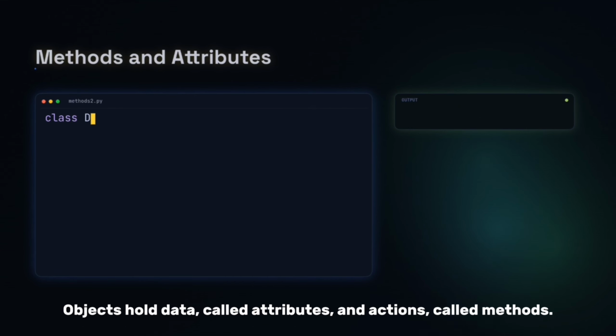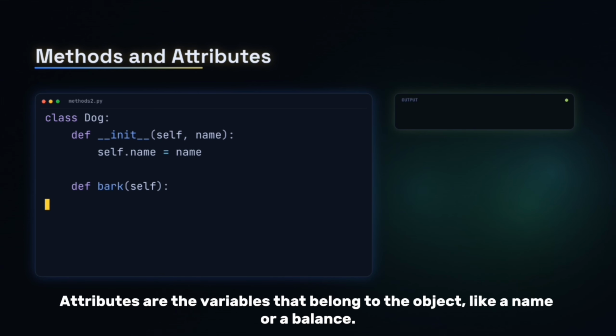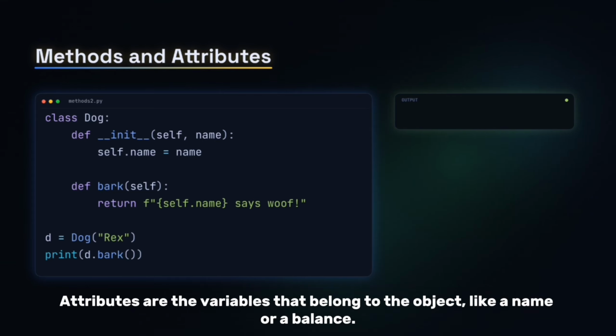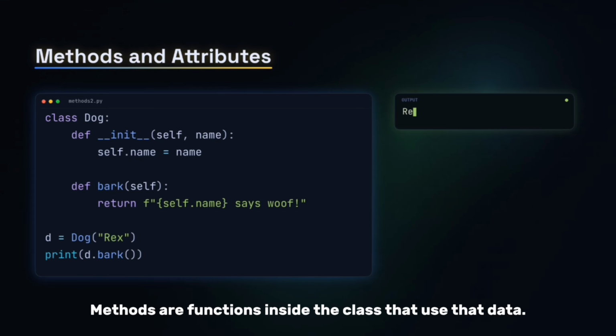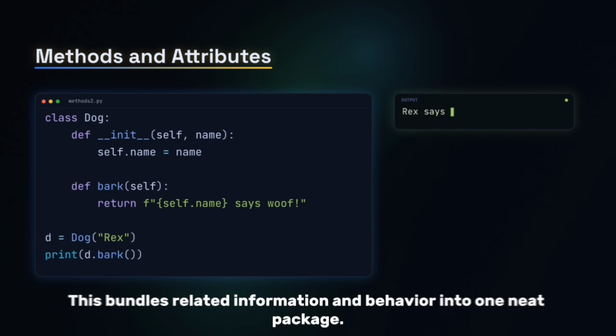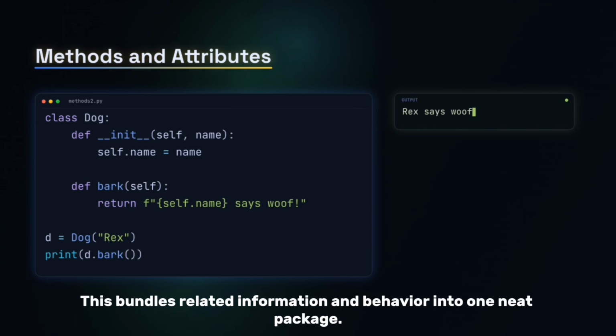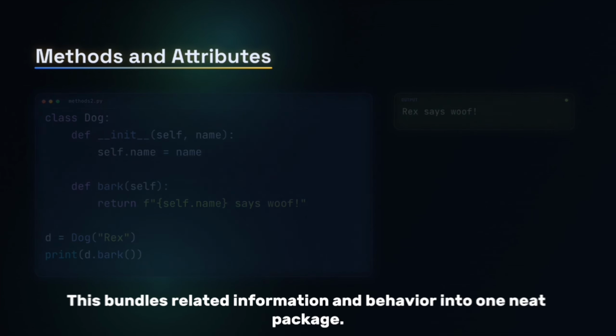Objects hold data, called attributes, and actions, called methods. Attributes are the variables that belong to the object, like a name or a balance. Methods are functions inside the class that use that data. This bundles related information and behavior into one neat package.